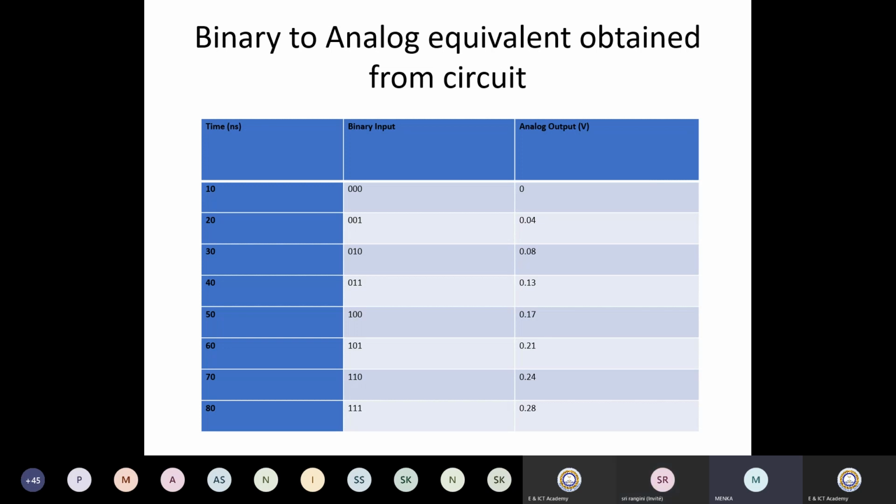Sir, slide number 8. That's slide number 8. I hope everybody is able to see slide number 8 over here.